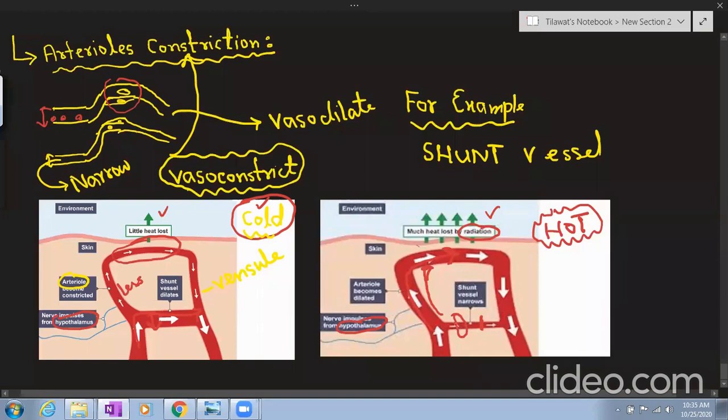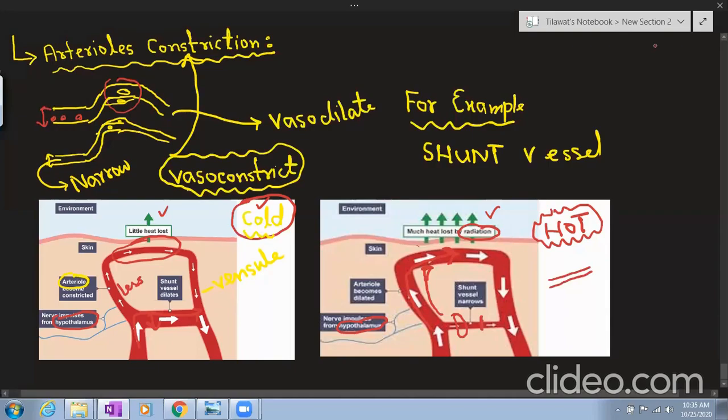Constrict. And when the shunt vessel becomes constricted, it means the shunt vessel becomes narrow. When the shunt vessel becomes narrow, less blood is bypassing the capillaries. But actually more blood is moving toward the capillaries, toward your skin. If more blood is going toward your skin, more heat loss will happen from your skin, and thus body temperature will decrease.